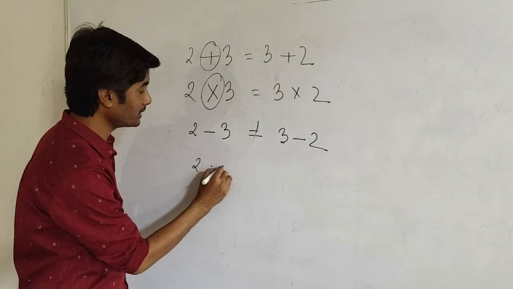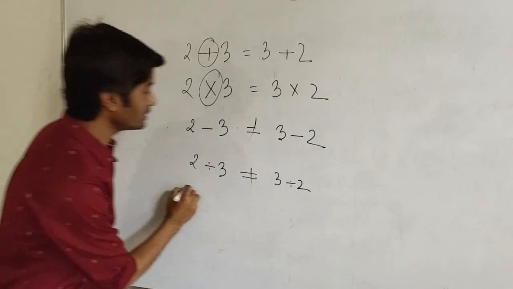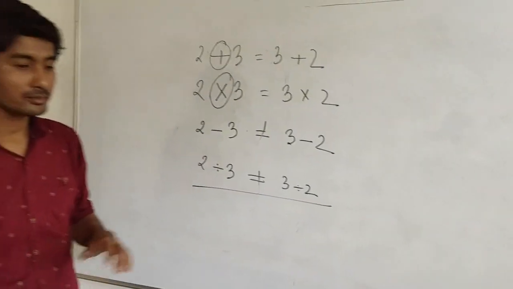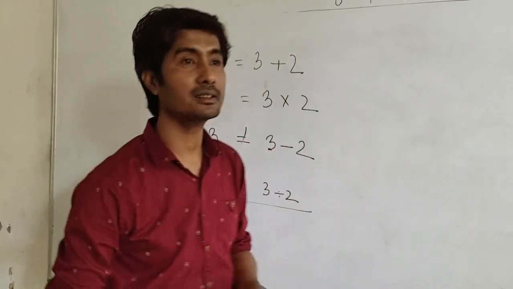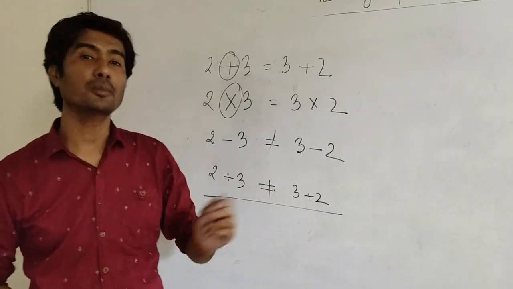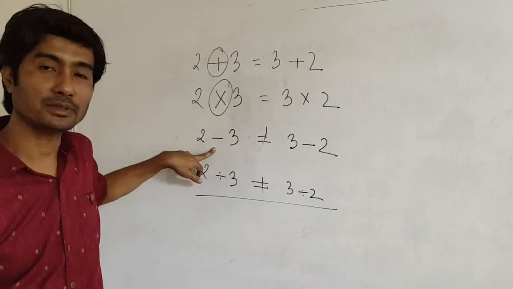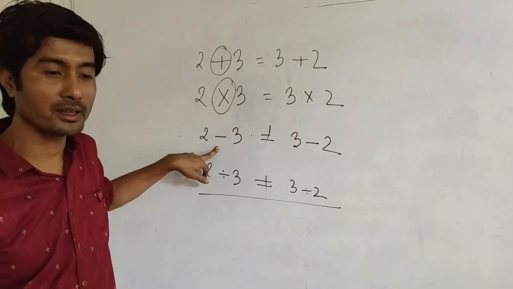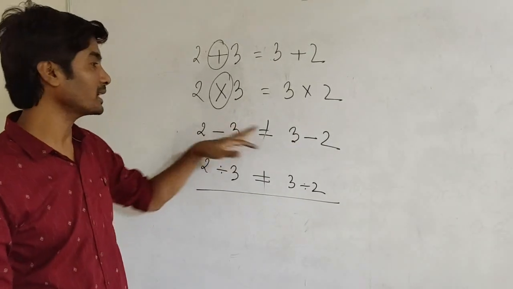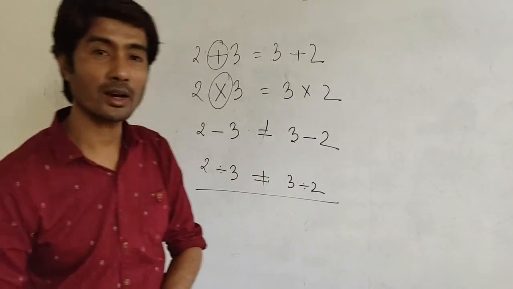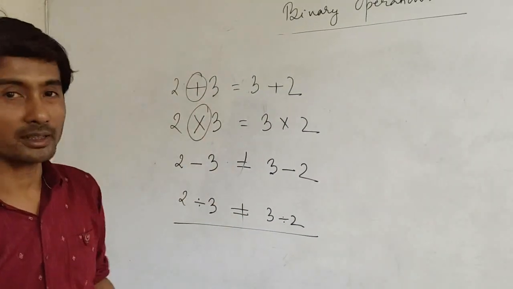Similarly, 2 divided by 3 is not equal to 3 divided by 2. That is, an operation may be binary on a set, but it is not necessary that it is always a commutative operation. For example, we know that subtraction is a binary operation on the set of real numbers. But here we have seen that this subtraction operation does not satisfy the commutative property. So these are some examples of commutative property.